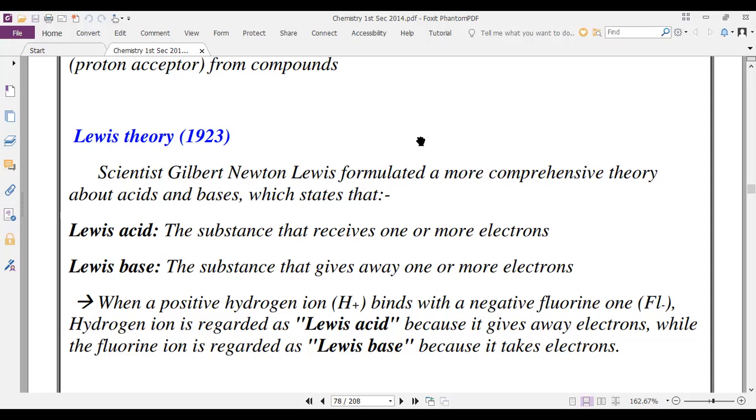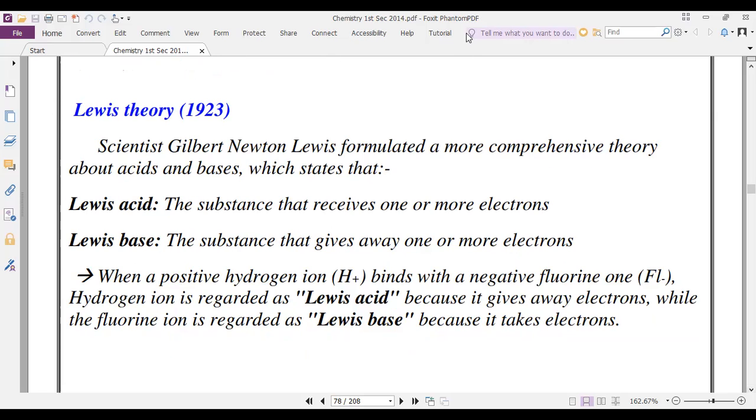So when a positive hydrogen ion H+ binds with a negative fluoride ion, the hydrogen ion is regarded as a Lewis acid because it accepts an electron, while the fluoride ion is regarded as a Lewis base because it gives away electrons. So that is the difference between Lewis acids and bases.